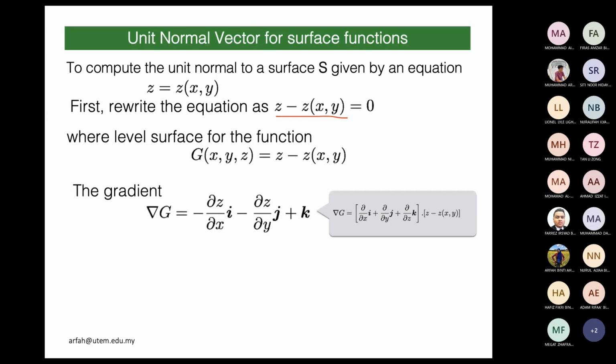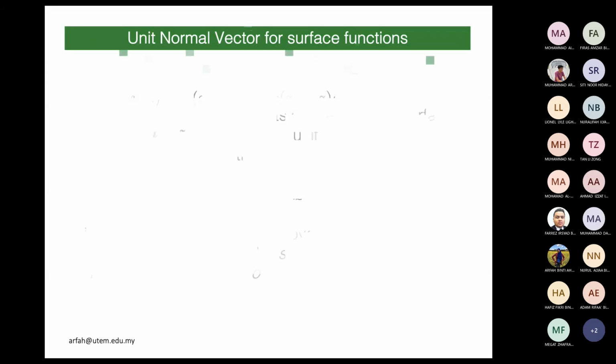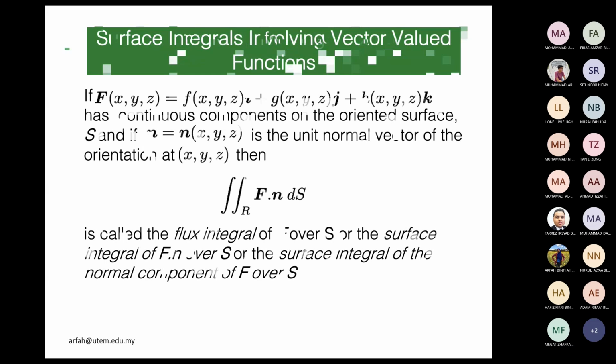So from here, you will have the gradient, delta G, equal to negative delta z over delta x i minus delta z over delta y j plus k, where delta G is obtained by taking the partial derivative. Taking the partial derivative of the i component, that is this one, the i component is the function of F.